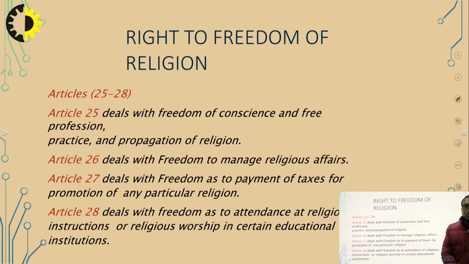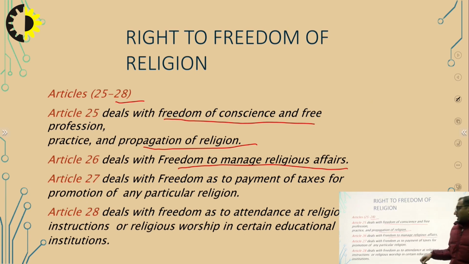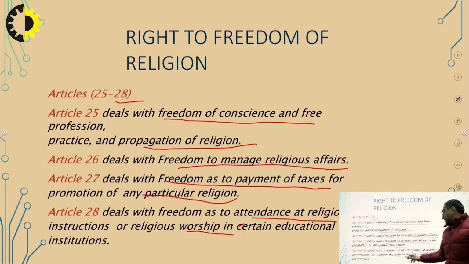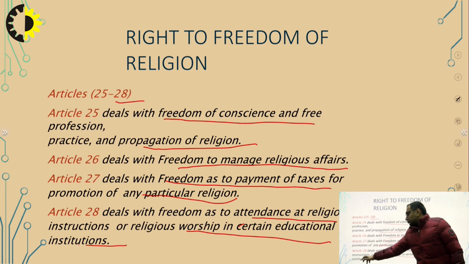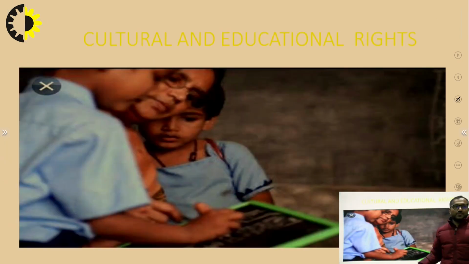Now this right to freedom of religion is been given in Article 25 to 28. Article 25 deals with the freedom of conscience and free profession, practice and propagation of religion. Article 26 deals with the freedom to manage religious affairs. And Article 27 deals with freedom as to payment of taxes for promotion of any particular religion. Article 28 deals with the freedom as to attendance at religious instruction or religious worship in certain educational institution. So these are all the articles which give us complete freedom to choose any kind of religion or to manage any kind of religious affairs.